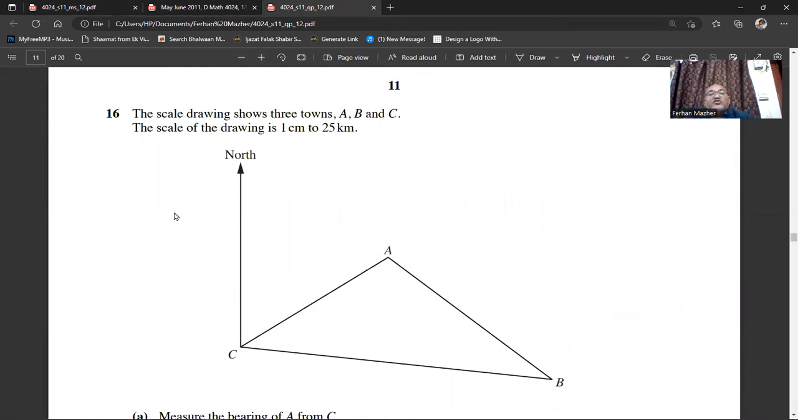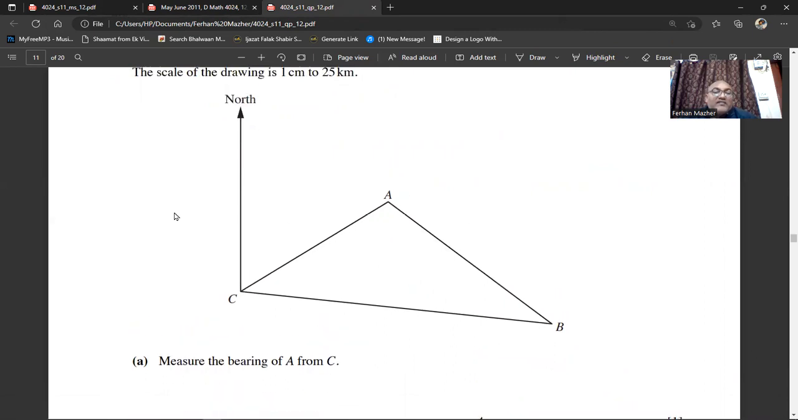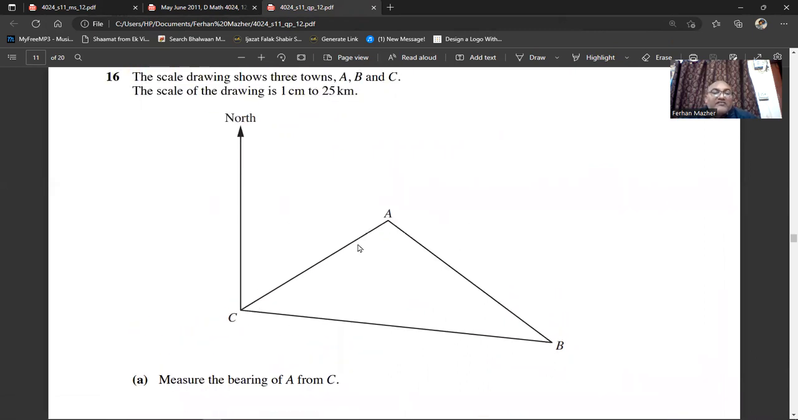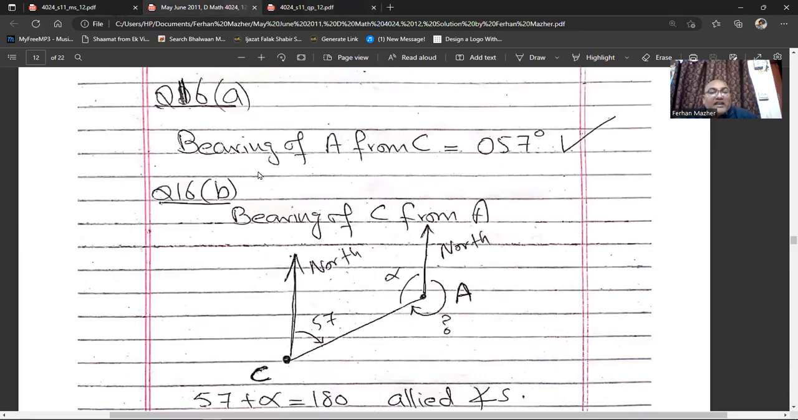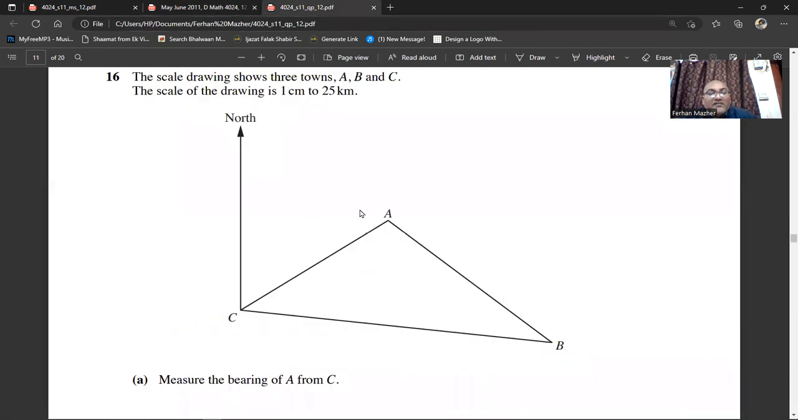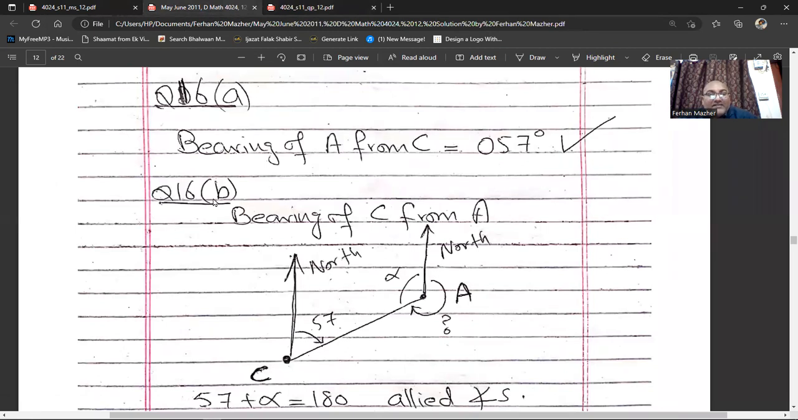The scale drawing shows 3 towns A, B, and C. The scale of the drawing is 1 centimeter to 25 kilometers. Measure the bearing of A from C. This is A from C, which means at C you will draw north, and from that north you go clockwise to the CA line and measure the angle between them. Very simple, straightforward. That angle will be 57. So the bearing of A from C will be 57.